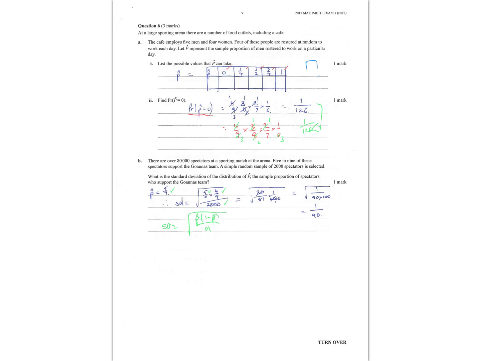So 5 on 9 times 4 on 9 is 20 on 81, times 1 over 2000. So you can see there the 20 cancels out. We can turn that into 100 on the bottom. So 1 over 81 times 100.